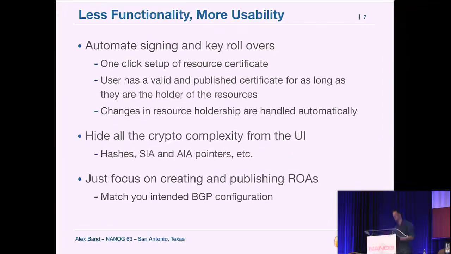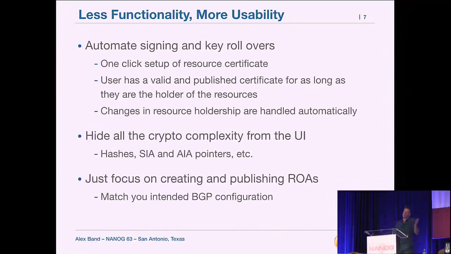And how do we do that? Well, we completely automated all of the signing, setting up the certificate, and resource changes, for example. So if you got new resources from the RIR, they would be automatically added to your certificate, and a new updated one would be published. If you return resources, or if you transfer resources, a new updated certificate would automatically be generated and published.